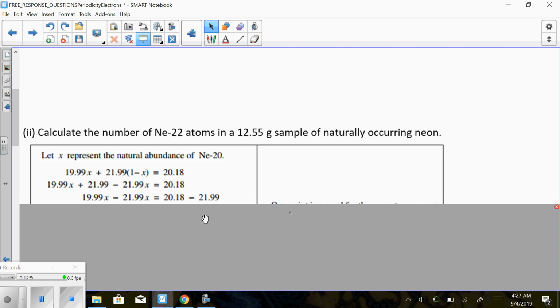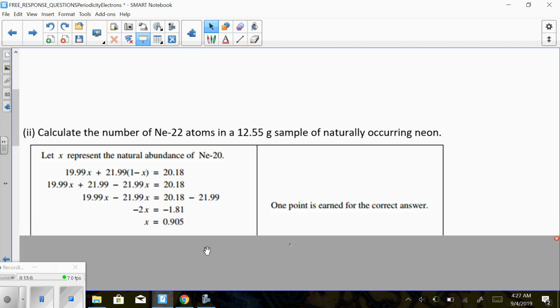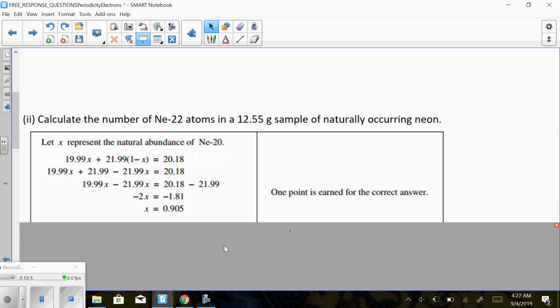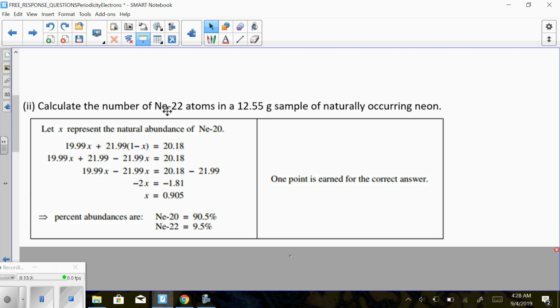And so if we keep on going, let you look at how they reach the answer to this. When you solve for X, you get 0.905. And so X is the fraction of this first isotope. So if you multiply that by 100, you have 90.5%, and the rest of it must be the neon 22. Okay, part 2 of that says, if you want to know the number of neon 22 atoms in a 12.55 gram sample of neon.